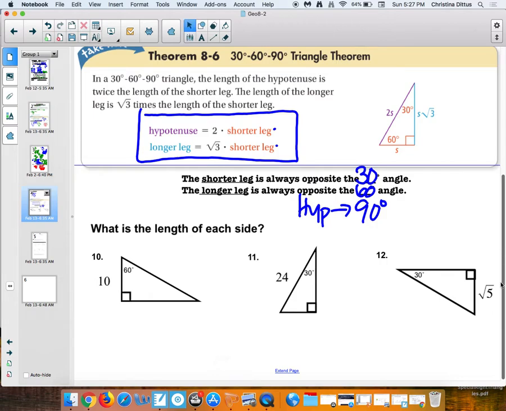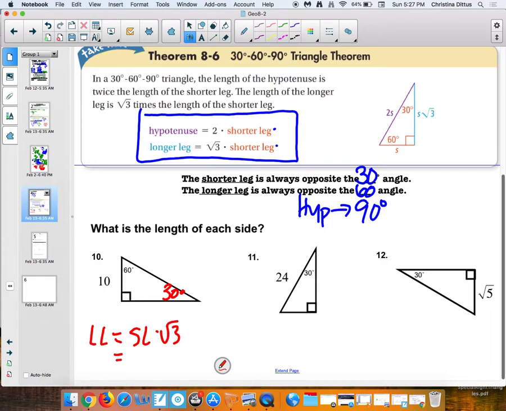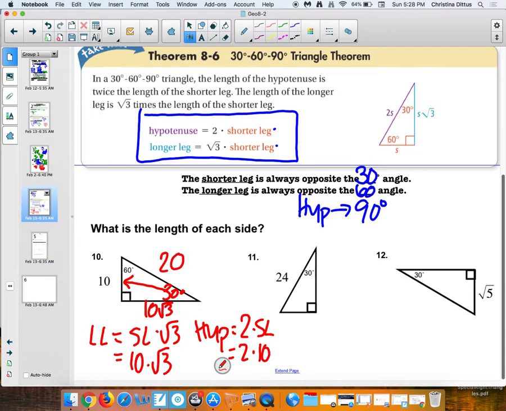So when you have your small angle, your 30, whatever's across from that, that's super easy to do because that's just your S. So to get my long leg, I'm going to take my short leg times the square root of 3. So my short leg, since I have one across from my 30, is just 10, times the square root of 3. So my long leg is 10 square root of 3. To get my hypotenuse, I'm going to take 2 times my short leg. So 2 times 10, so my hypotenuse is 20.